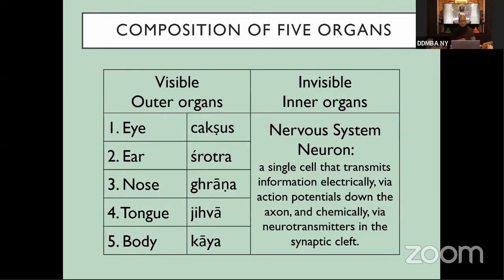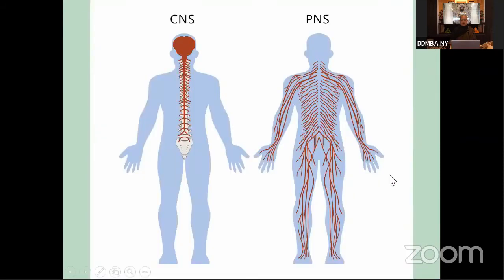Okay. So just remember that the organs here we talk about have two parts. One is visible outer organs. The other is invisible inner organs. And in ancient time, nobody knew about the nervous system. But according to the sutra, only Buddha and those practitioners or saints that developed heavenly eyes can see. They can actually see the nervous system in our body.